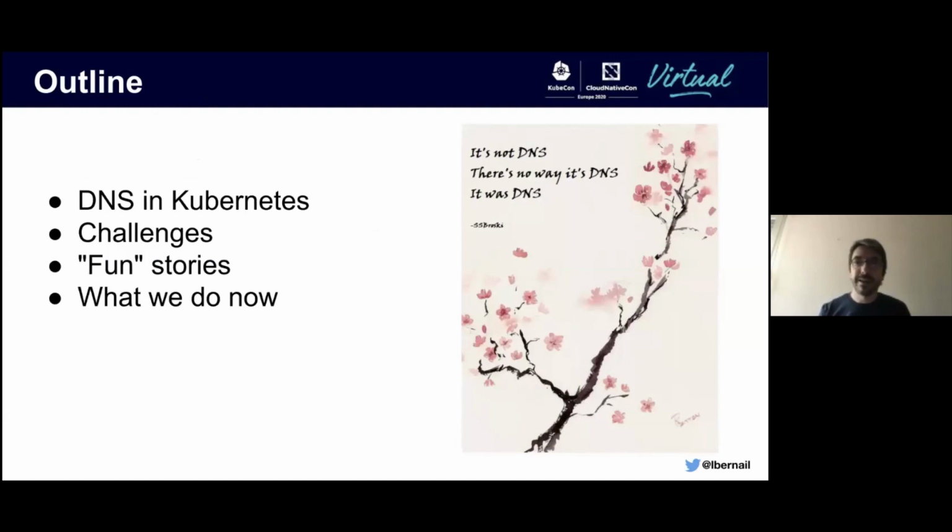Here is a quick outline of what we're going to discuss today. First, we're going to discuss how DNS works in Kubernetes in general, then about global challenges people usually face when they run DNS in Kubernetes. Then I'll share some fun stories, depending on your definition of fun, about DNS. And finally, I'll end with what we do now.